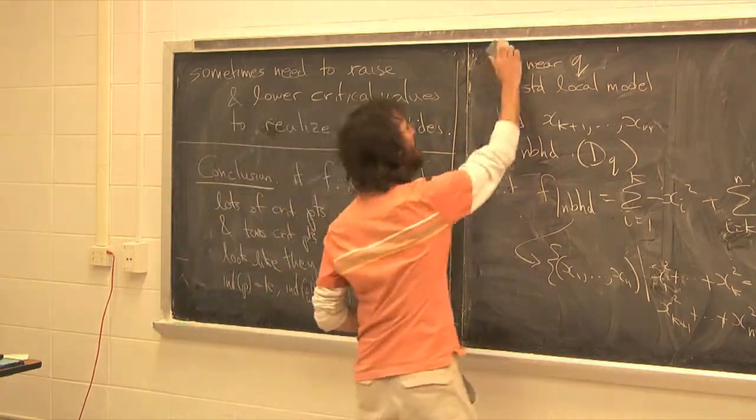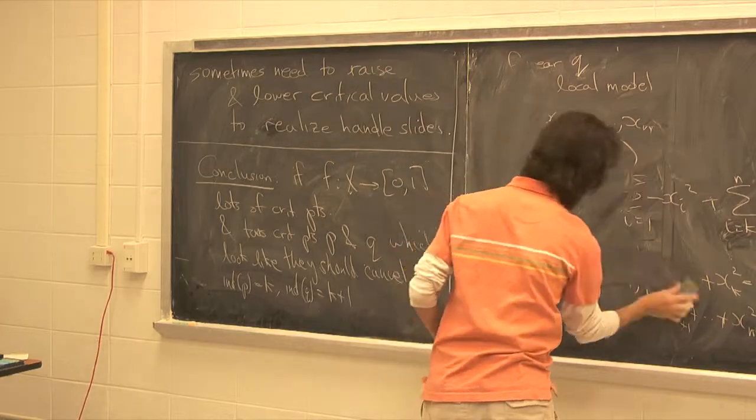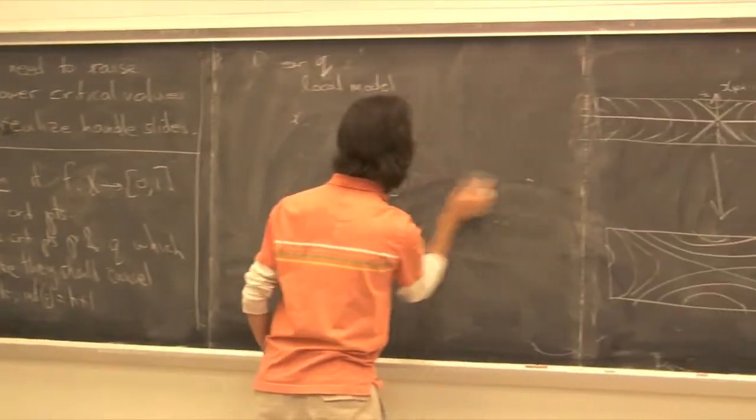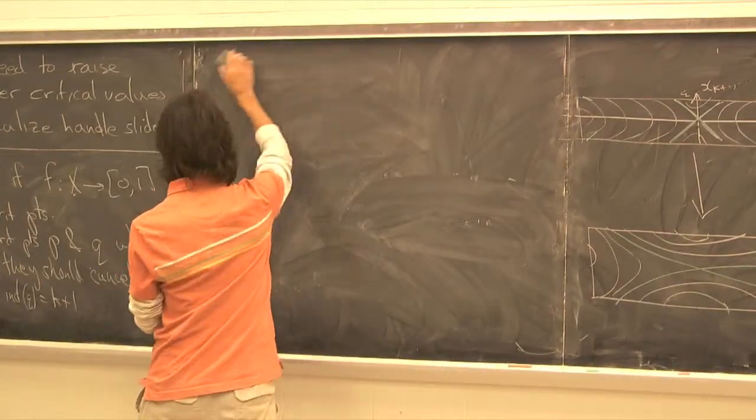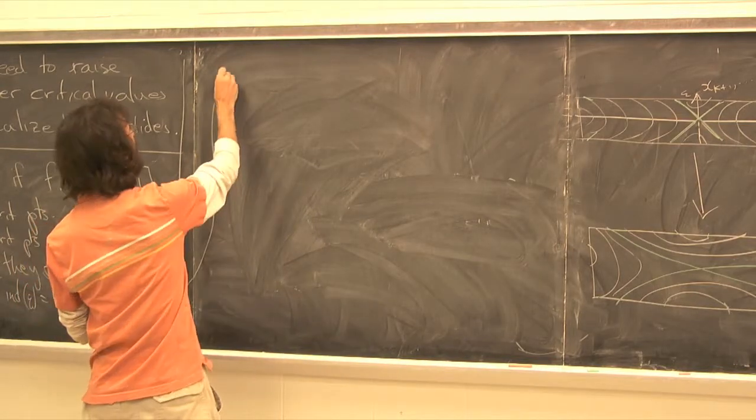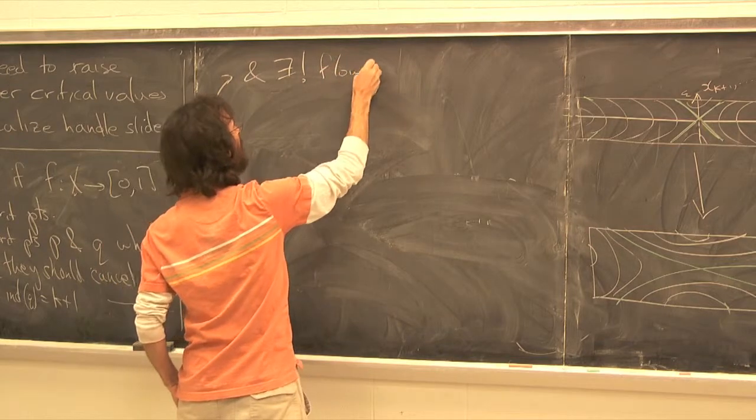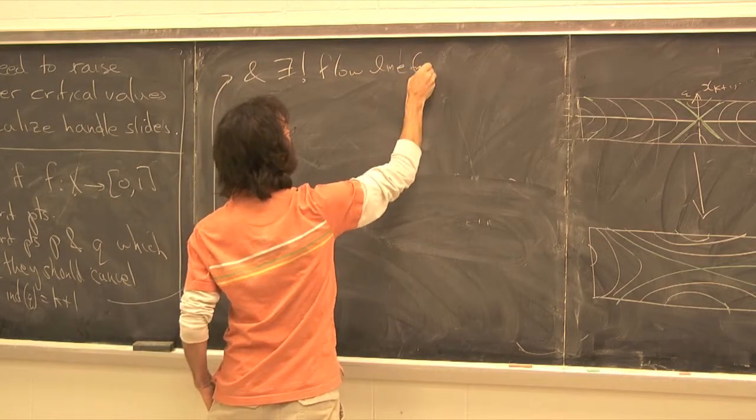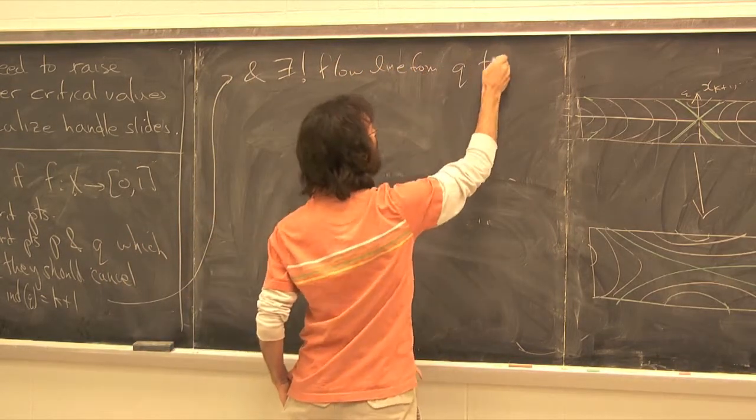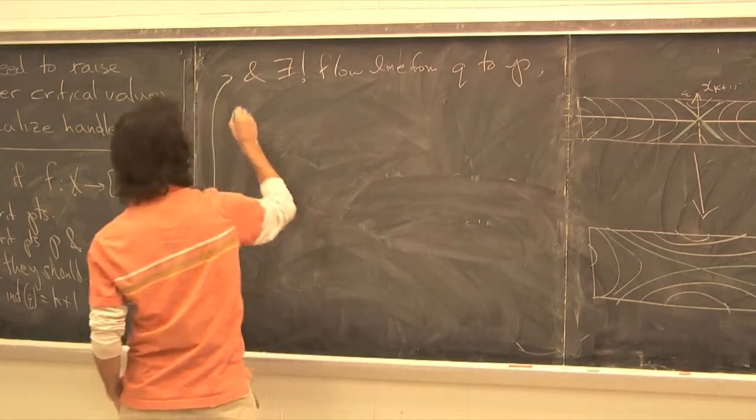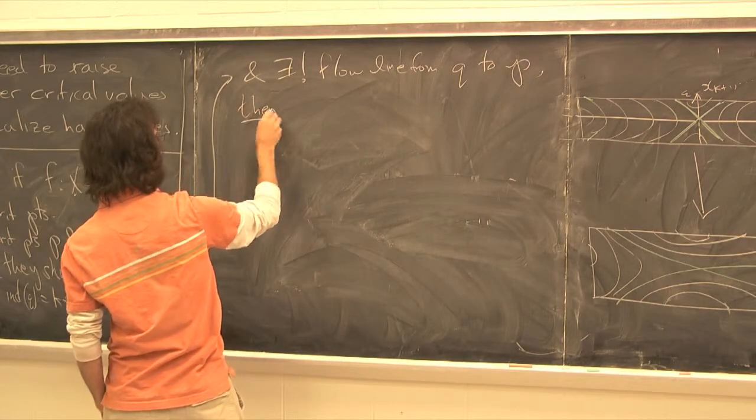and that there's a single flow line from one to the other. There's this unique flow line of Q and P. I want to argue that then you can cancel.